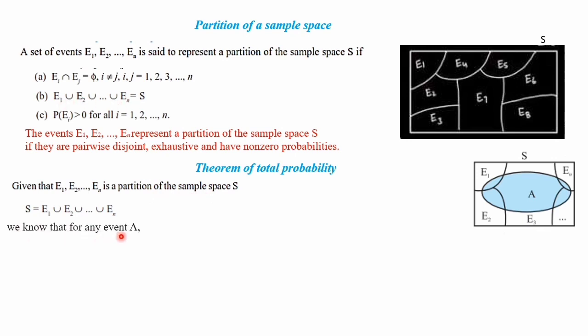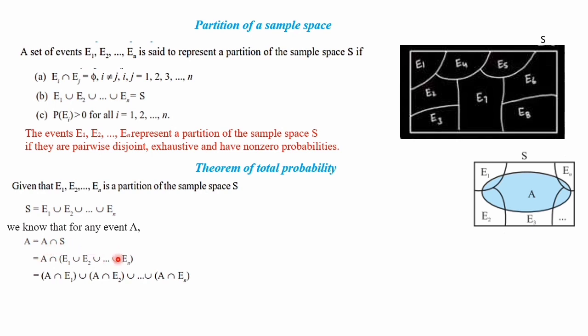Then we know that for any event A, here A is considered as a subset of S. A is inside of S. So A is equal to A intersection S, we can write. A also can be written as the common portion between S and A. Then in A intersection S, we can replace S by E1 union E2 union, etc., union En that we have written. Next, just separate it: A intersection E1 union A intersection E2 union A intersection E3, etc.